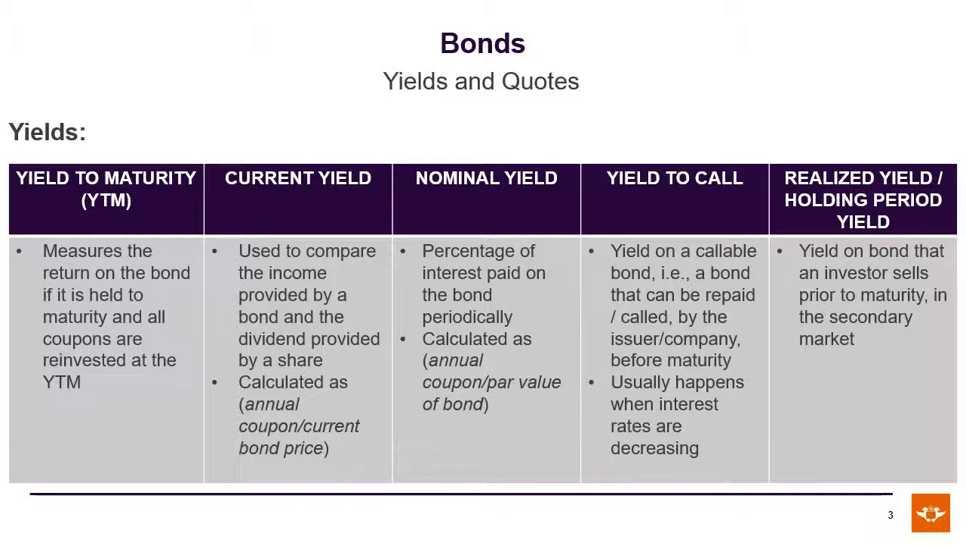And then there's a realized or holding period yield. This is the yield on the bond that an investor sells prior to maturity in the secondary market. We're now going to look at how bond prices are quoted.